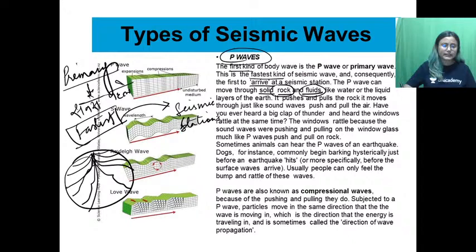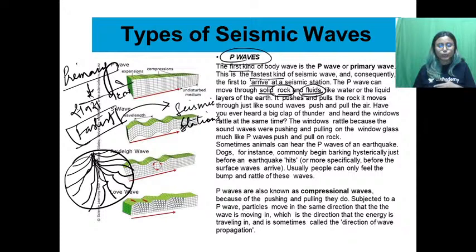And also we see that when these waves travel, the rock particles which surround the waves also have a different kind of movement. And we realize that while the P waves are moving, the movement is more like a push and pull movement. So the P waves basically push and pull the rock particles around them. And that is why, because they push and pull the objects, these P waves are also called compressional waves.